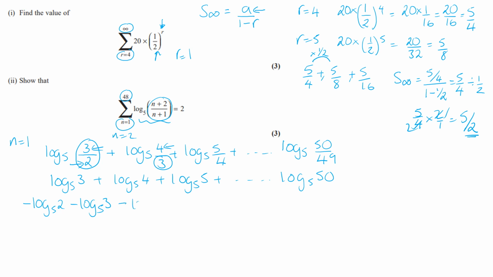And then minus log to base 5 of 4, which will be this one, minus all the way up to log to base 5 of 49. Now what's going to happen, you've got a plus log to base 5 of 3 and then a minus 1 from it being in the denominator, and so on. You'll get all this crossing off. There'll be one behind the log to base 5 of 50 that's positive, and you'll be taking away that one.